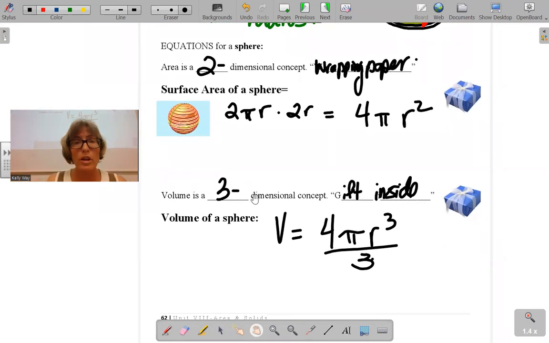Volume of a sphere is 4 pi r cubed over 3. I'm not going to explain that. That takes a page and a half to explain. You're just going to have to brute force memorize it for now.